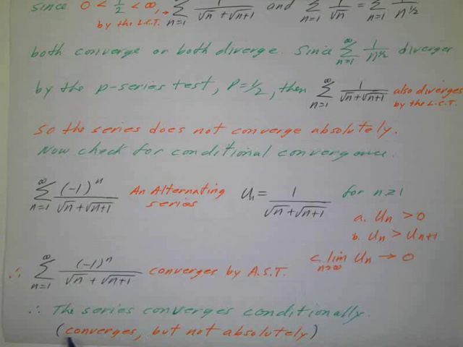So therefore, this series converges by the alternating series test. So the series converges conditionally. That means it converges, but not absolutely. And you're done. So that was a hunk of work. Okay, all right, so I hope that helps.